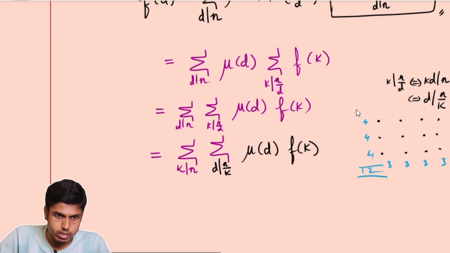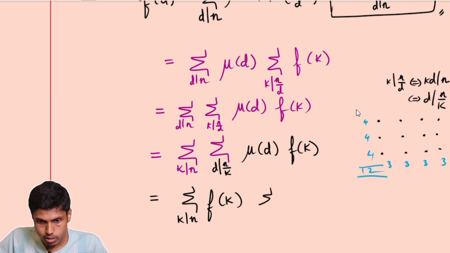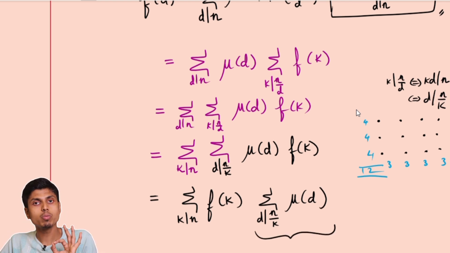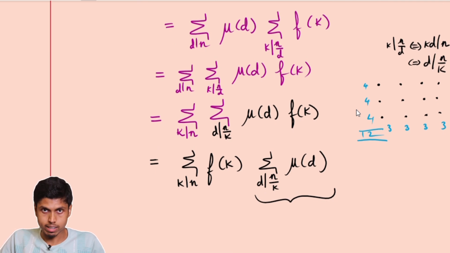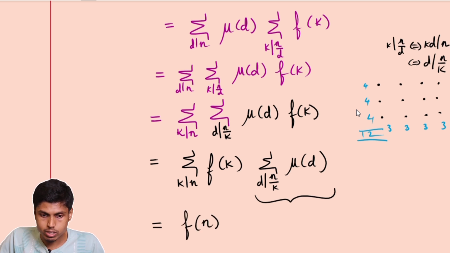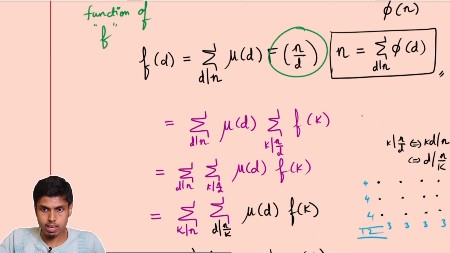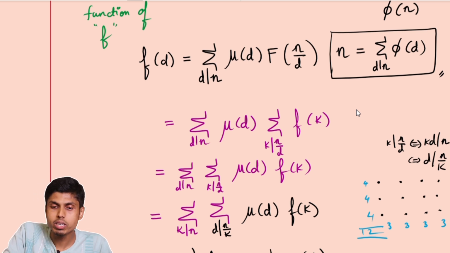f of k is constant as d runs over the divisors of n by k. So I am going to pull it out of the summation to get the sum over d dividing n by k of mu of d. And well, we know that this is 0 unless n by k is 1. So all of the terms are going to nullify except when k equals n, right? So when k equals n, the summation is 1, so f of n times 1, which is f of n. So therefore, starting from capital F, I derived my original function small f. So this is called the Mobius inversion formula.